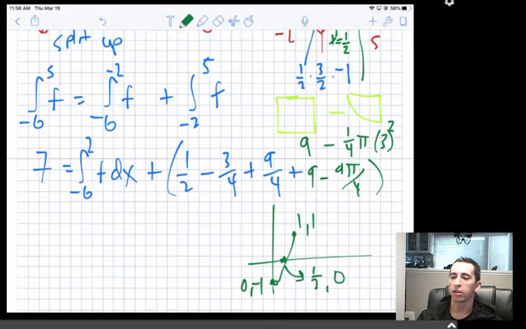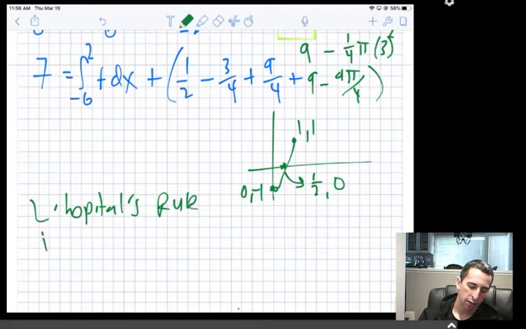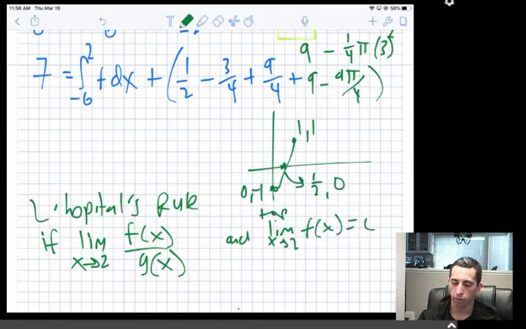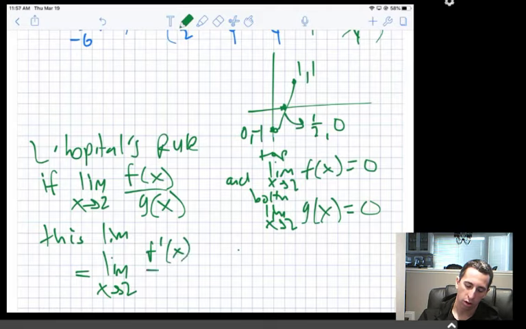Okay. Yeah, Kat, so here's how L'Hopital's rule works. L'Hopital's rule, which we haven't done in a while, says this: if you're taking the limit as x goes to some number, let's say 2, of f of x over g of x, and the top limit, the limit of f of x, equals 0, and the bottom limit, x goes to 2 of g of x, equals 0, then this limit equals the limit as x goes to 2 of f prime of x over g prime of x.